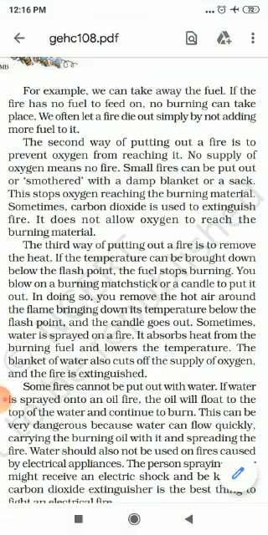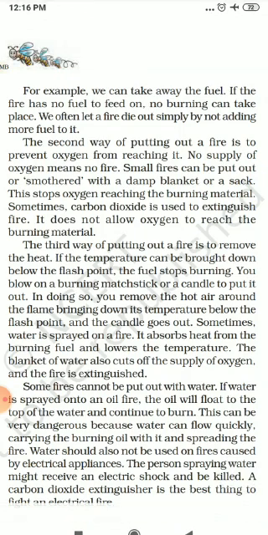You blow on a burning matchstick or a candle to put it out. In doing so, you remove the hot air around the flame, bringing down its temperature below the flash point, and the candle goes out. See what happened? One example is given. You blow out a burning matchstick. One burning matchstick is there and you have blown it out, meaning you have reduced the temperature. Then definitely there will be no fire. The same thing can be done with the candle as well.